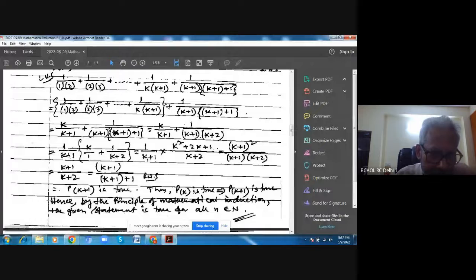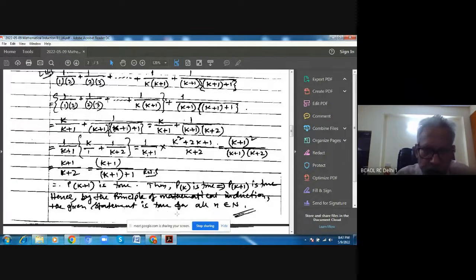So you can write it, P k plus 1 is true, thus Pk is true, and Pk plus 1 is true, both the things are true. Hence, by the principle of mathematical induction, the given statement is true for all natural numbers. Okay. So this is your calculation.